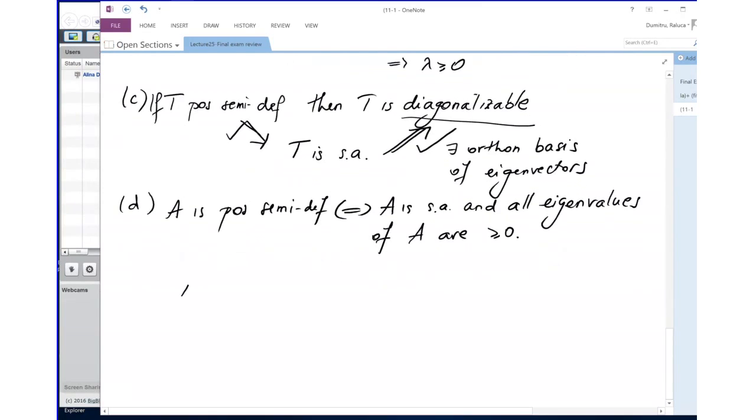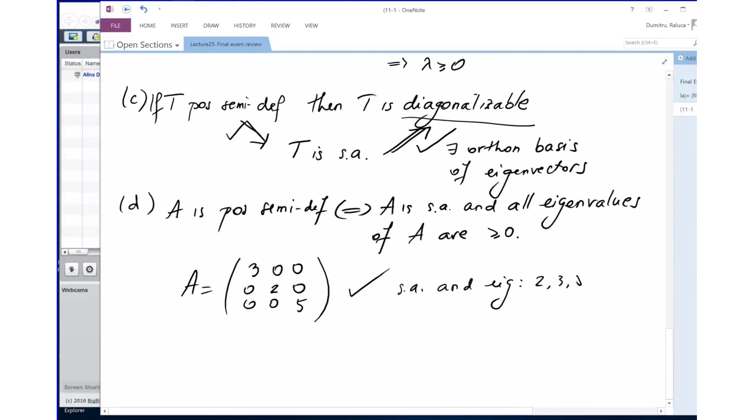And if I look at this description, it's pretty easy to come up with an example that is non-trivial, one without any kind of computations. Just take a diagonal matrix with a bunch of non-negative diagonal entries, so you automatically know that the eigenvalues are 2, 3, and 5, non-negative, and being diagonal is automatically self-adjoint, right? So both conditions will be satisfied. Right, so this one is self-adjoint. And the eigenvalues are 2, 3, and 5, so non-negative, so you're done.